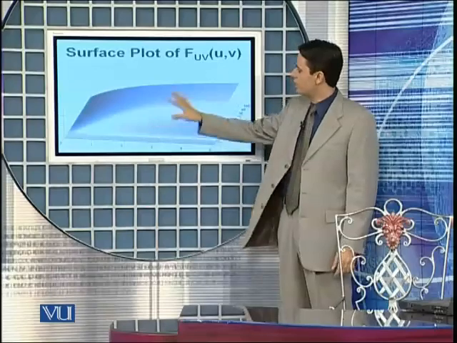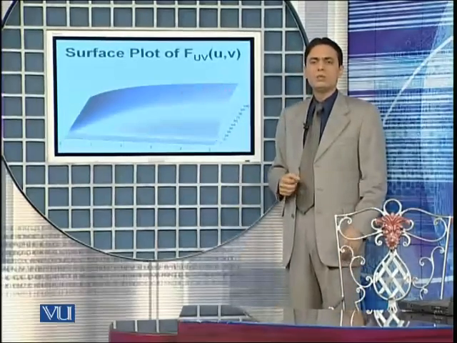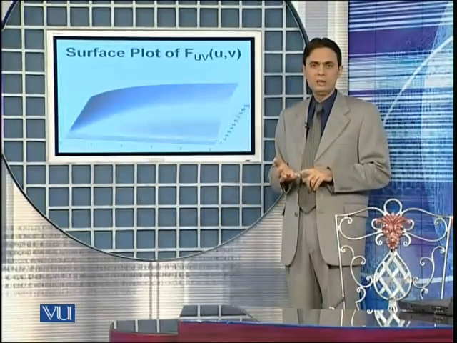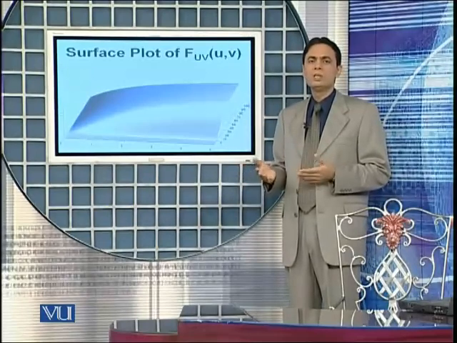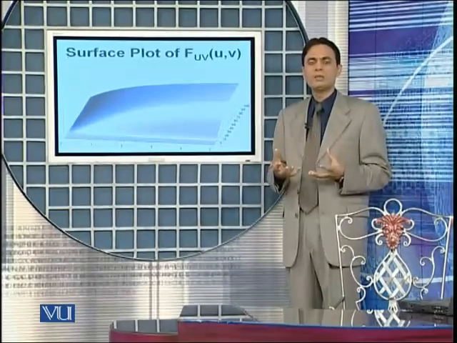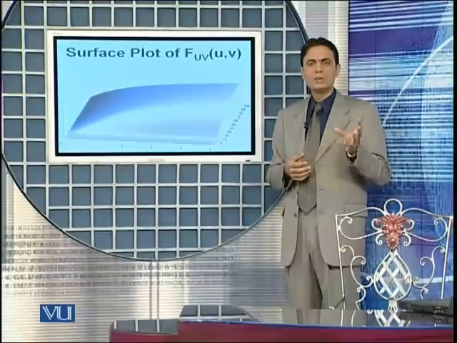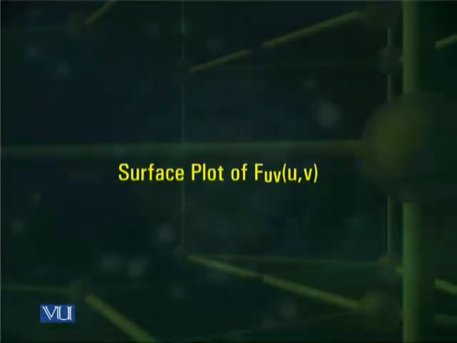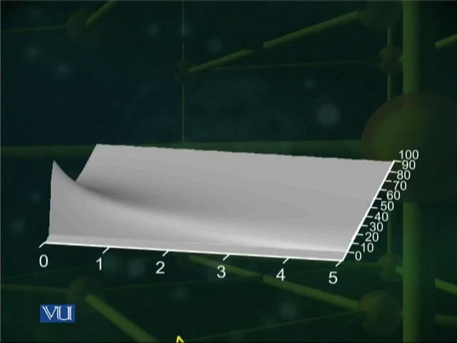So this is the general shape of the CDF, and once we have this CDF, we can differentiate it, taking the partial derivatives, first with respect to u, then with respect to v, and we will get the joint PDF of u and v. I have used MATLAB to find these partial derivatives, and the joint PDF is sketched on your screen. So this is the general shape of the joint PDF of u and v.